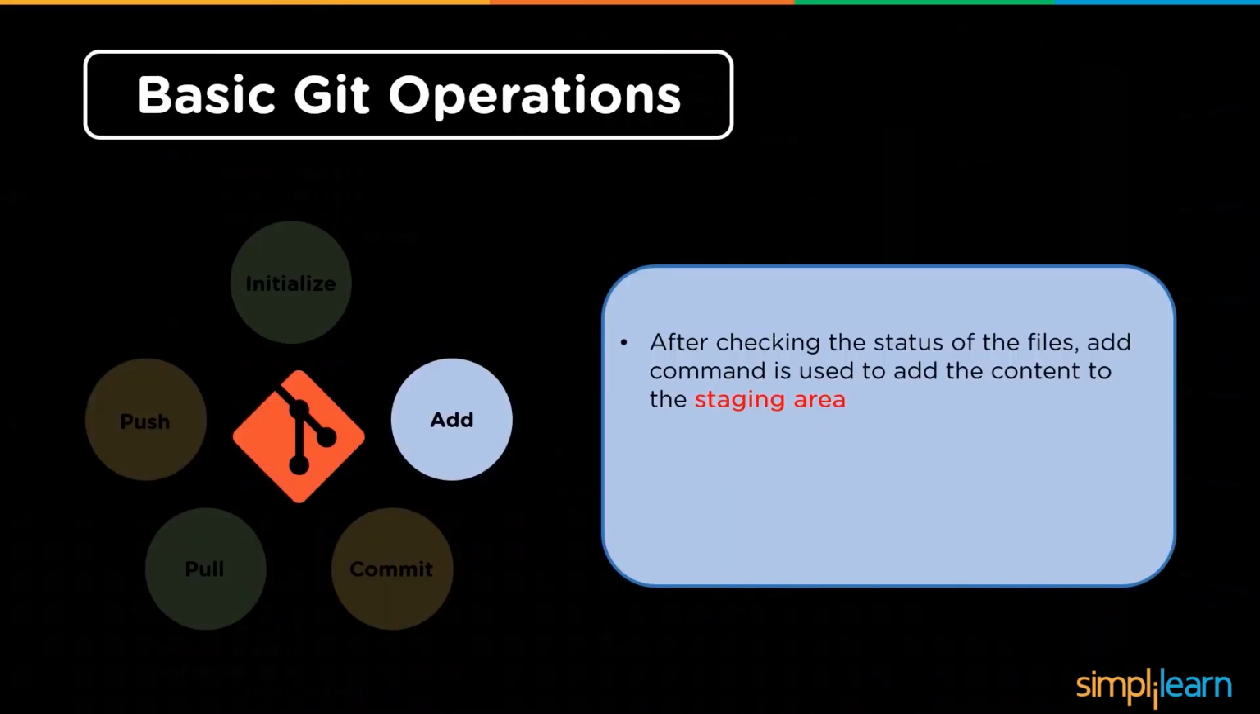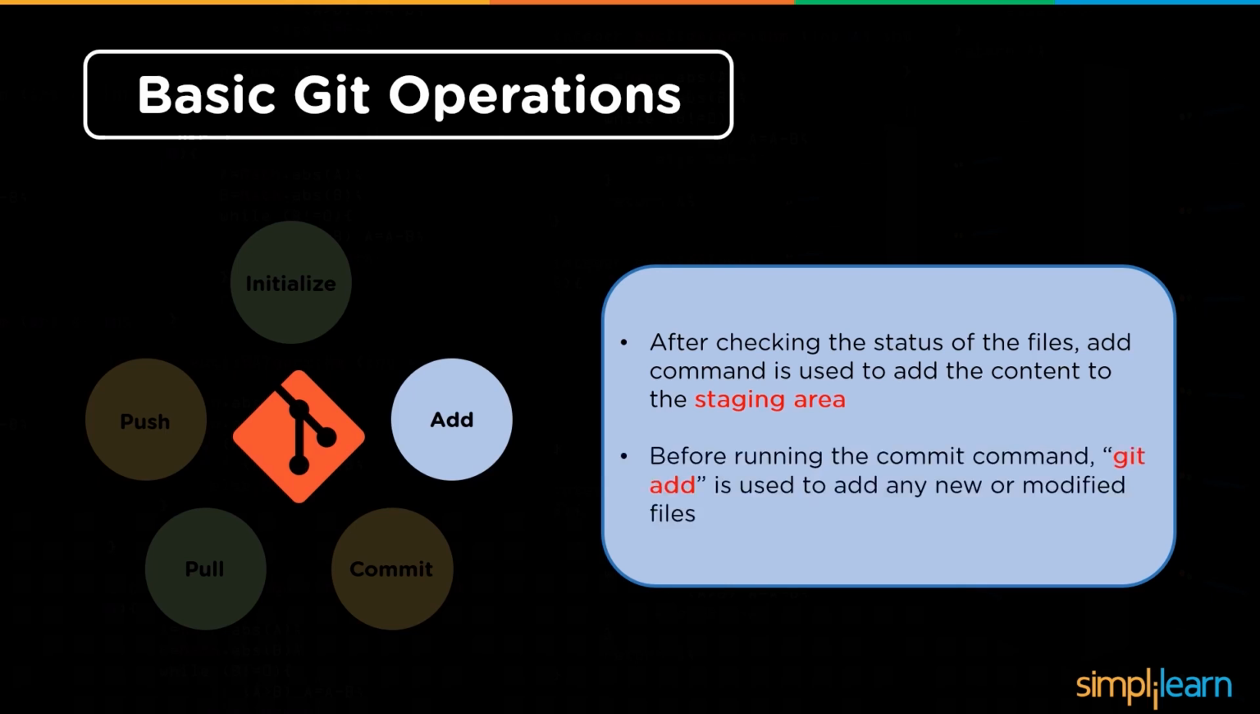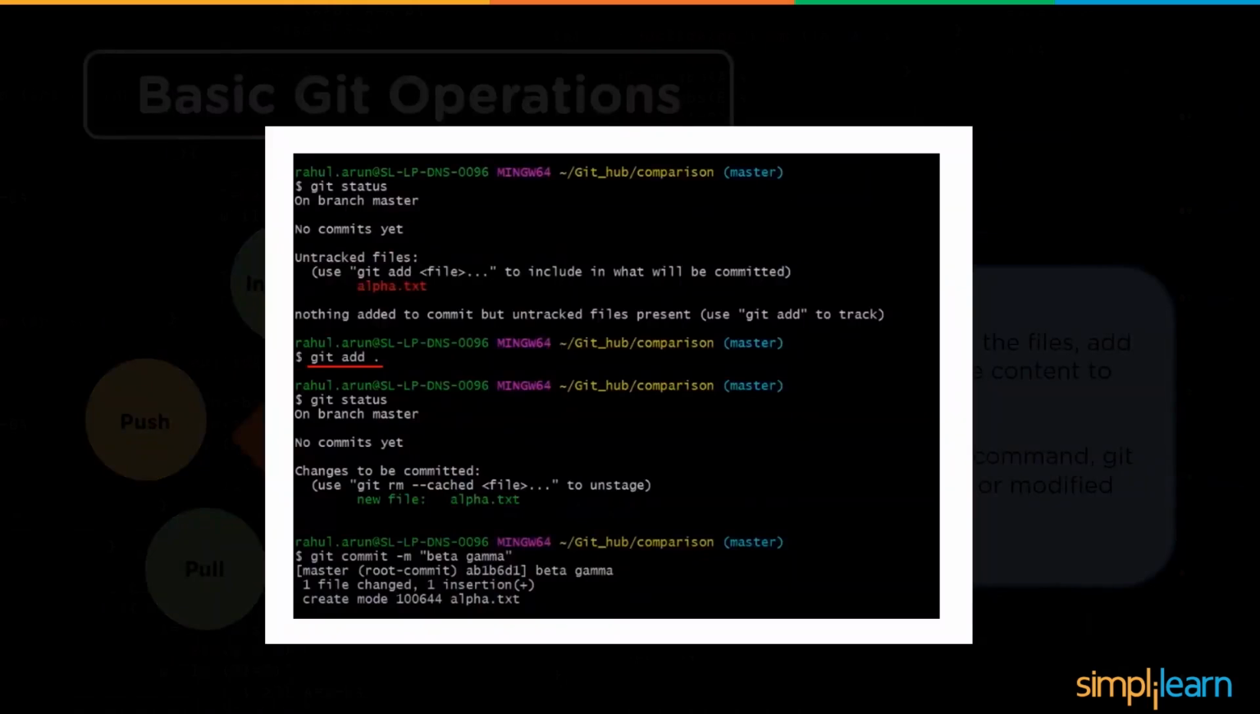Then we have the add operation. Once the modification is done and all the changes are performed, in order to perform the commit, first of all you have to add the files to the staging area. The staging area is a temporary location where the git commit command will look, and all the files present in the staging area will be picked up and preserved as a git commit. So before running git commit, the git add command is required so that we can move the files to the commit.